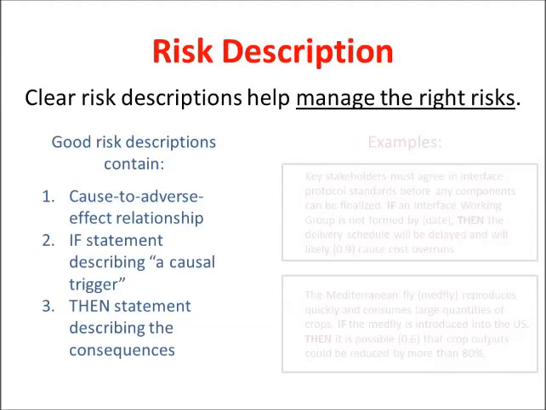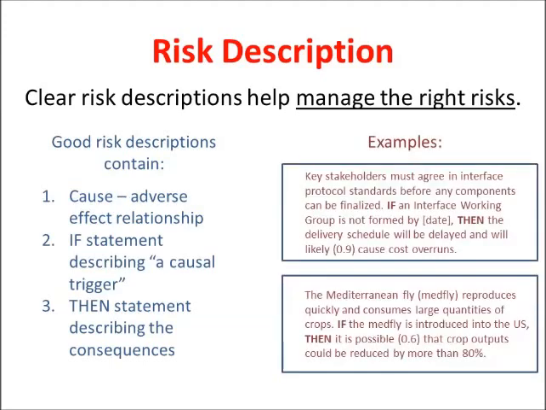Let's look at two brief examples that contain these three elements. The first one: key stakeholders must agree on interface protocol standards before any components can be finalized. If an interface working group is not formed by a specific date, then the delivery schedule will likely be delayed and will likely, 0.9, cause cost overruns.